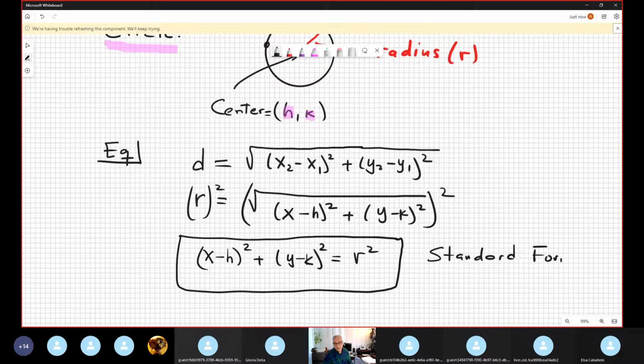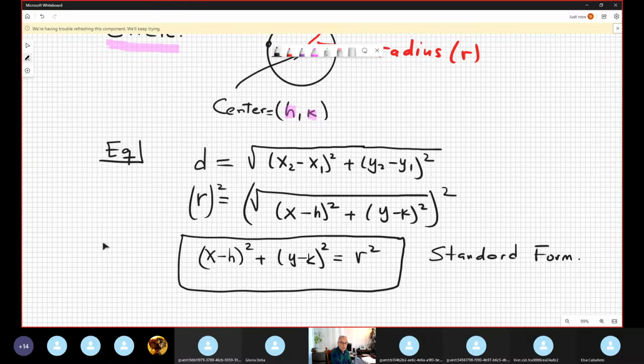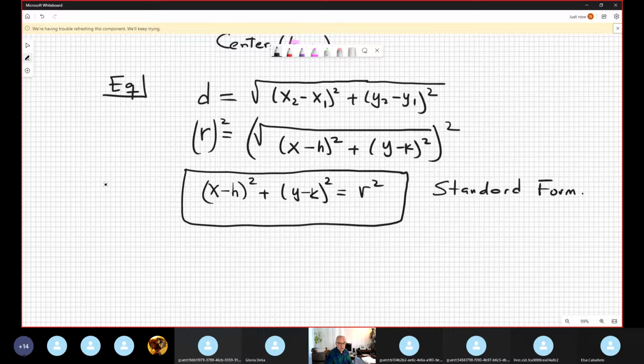And standard form is super important because you see clear like water who is located at the center. Look at the equation: the center is located at the point h comma k, and the radius r is this number. Okay? Let's see an example. Why not? Let's see one elementary, straightforward example.